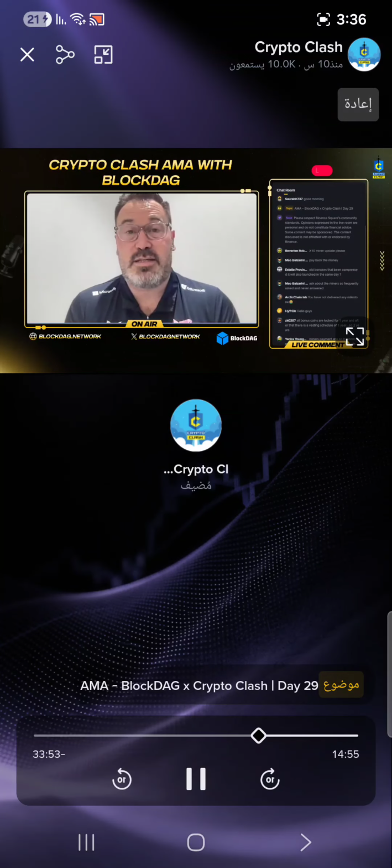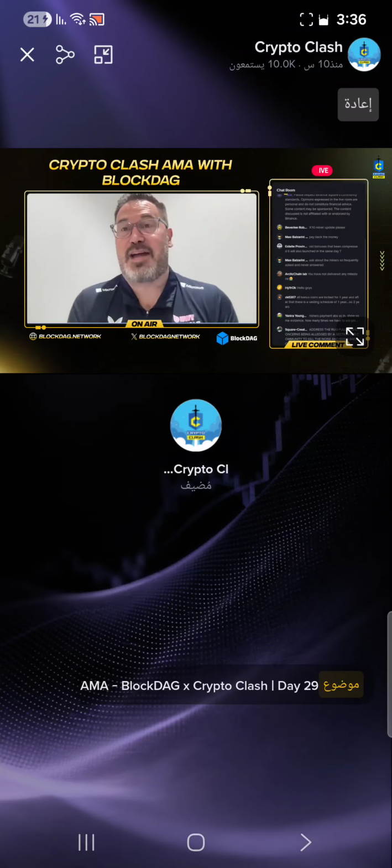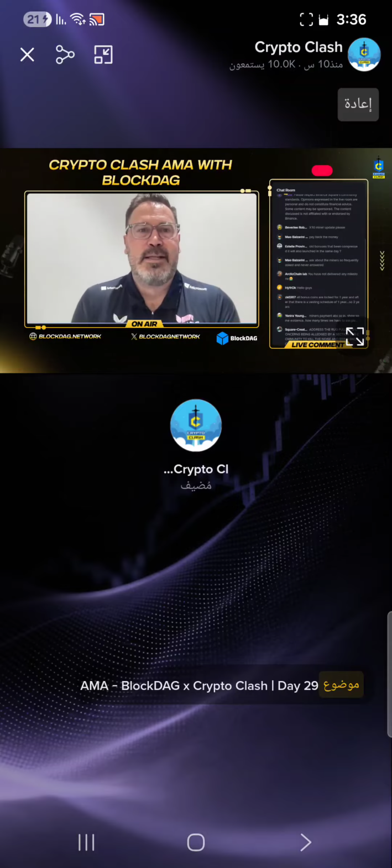Our token generation event is on the 11th, and that's going to be a big day in BlockDAG's history. Why is that important? Because everybody's going to get the value that they've paid for in the actual self-custodial wallet address. So it's a really big day.